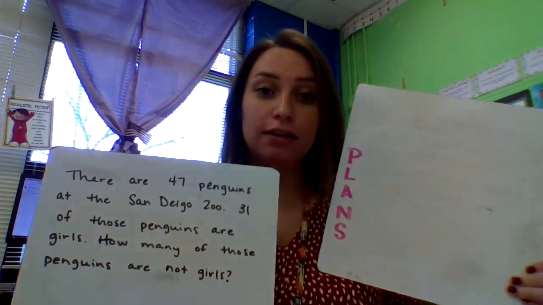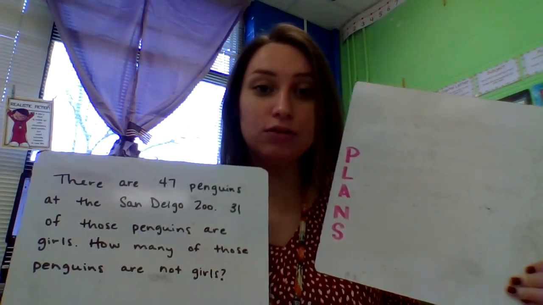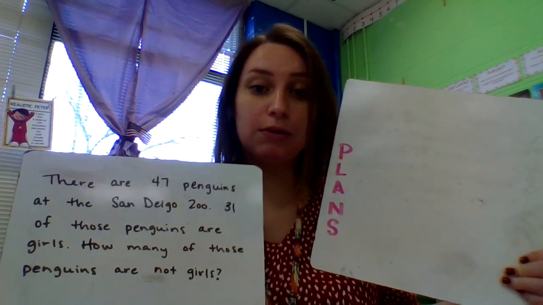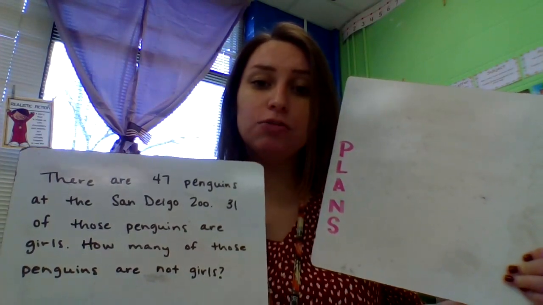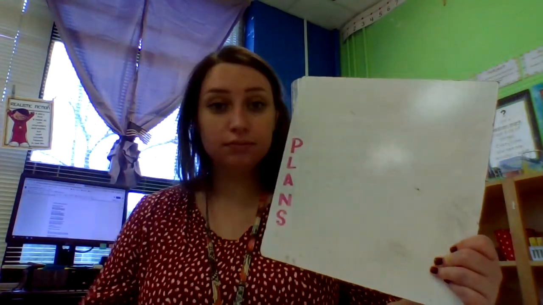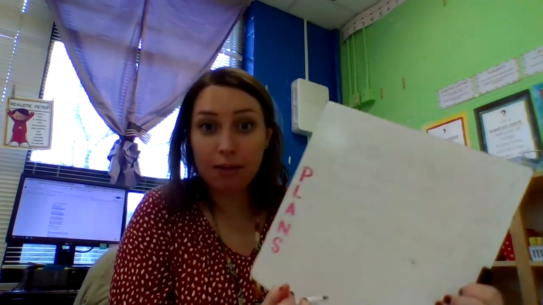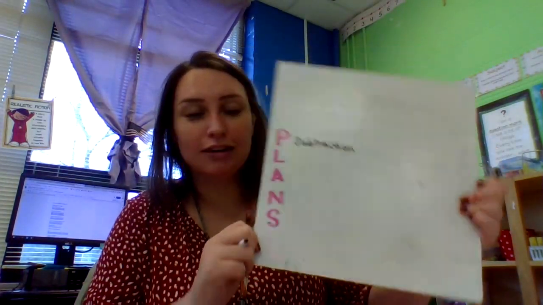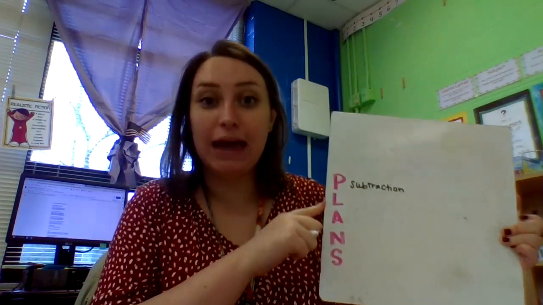Let's read again. There are 47 penguins at the San Diego Zoo. 31 of those penguins are girls. How many of those penguins are not girls? What do you think, adding or subtracting? This is a subtraction problem. It's asking us about some less. So this is a subtraction problem. So I can write subtraction, I can write some less, whatever I think. So subtraction. Now moving on to the L, label.